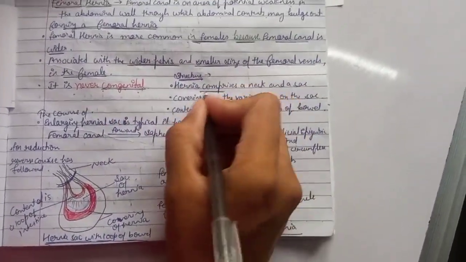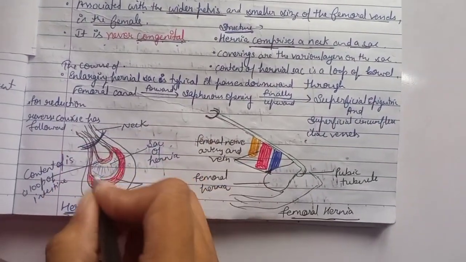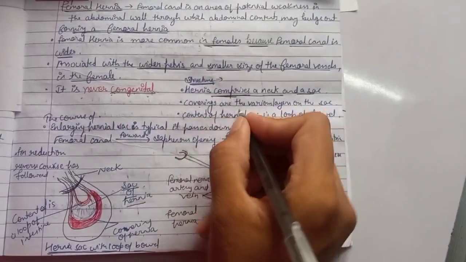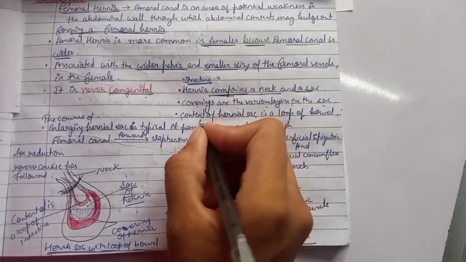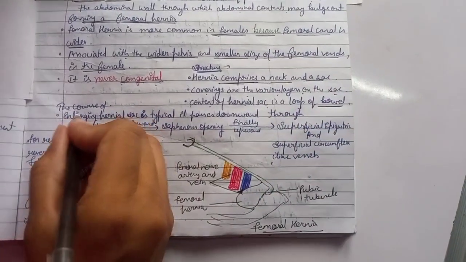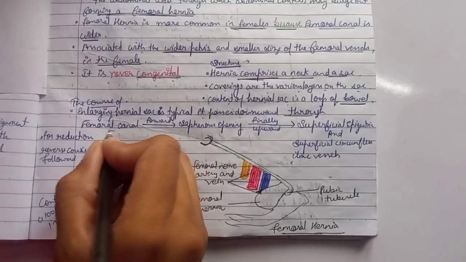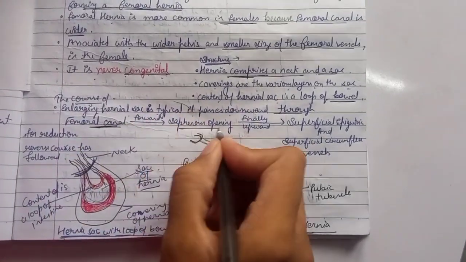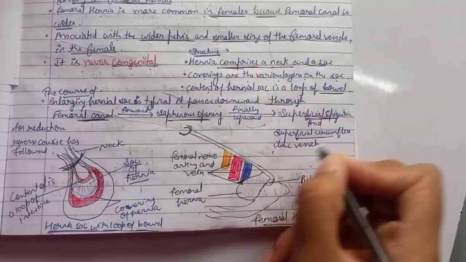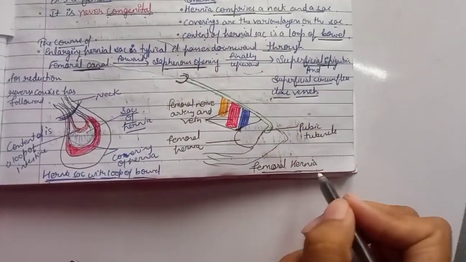Structure. A hernia comprises a neck and a sac. This is the neck and this structure is known as the sac of the hernia. Covering are the various layers on the sac. The content of the hernial sac is a loop of bowel. The course of an enlarging hernial sac is typical. It passes downward through the femoral canal and forward through the saphenous opening, finally upward over the superficial epigastric and superficial circumflex iliac vessels. This is a diagram of femoral hernia.